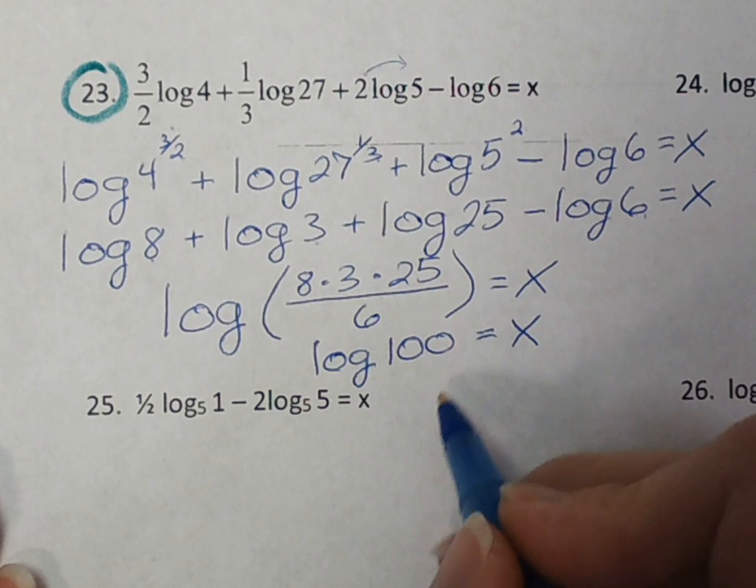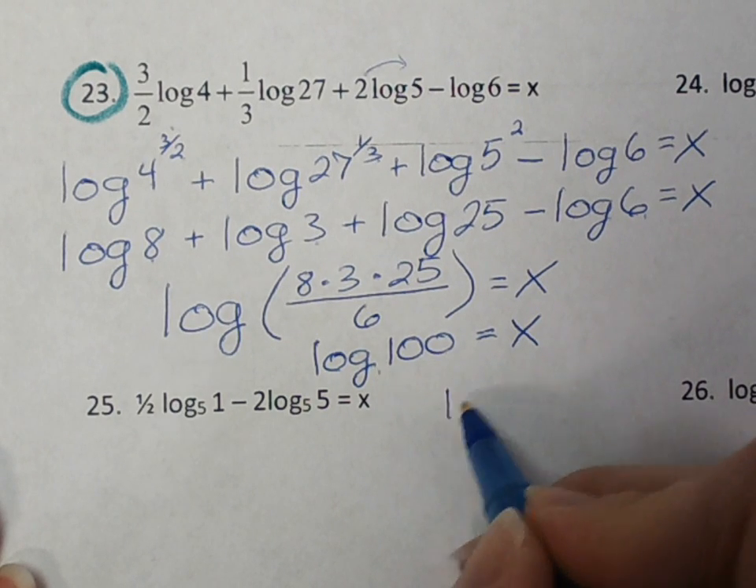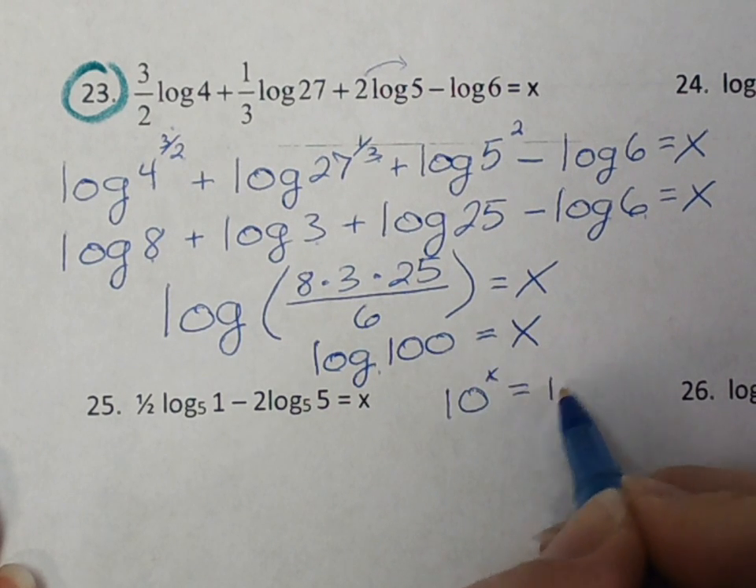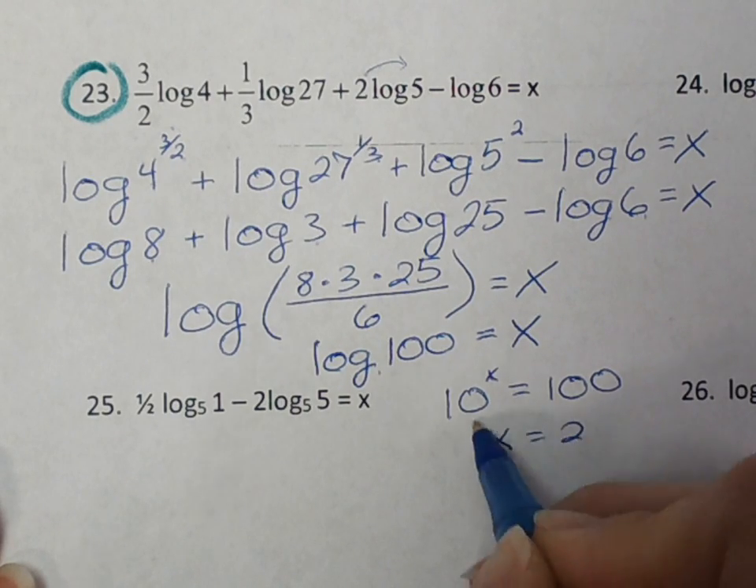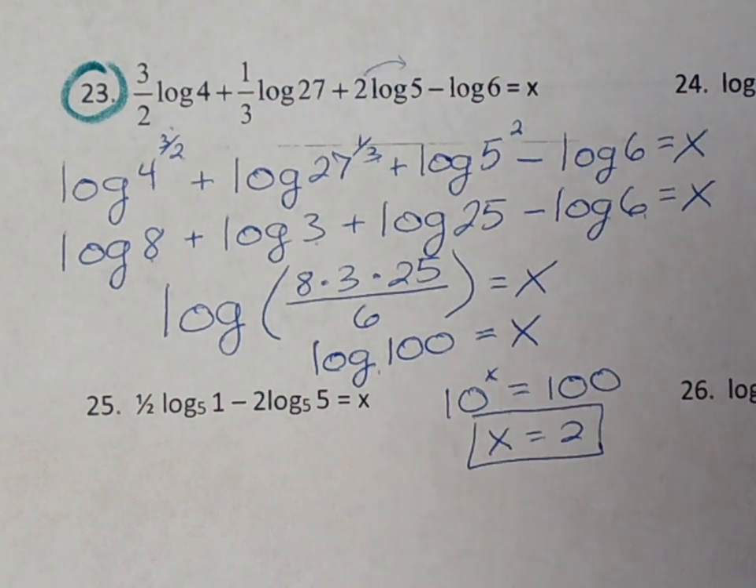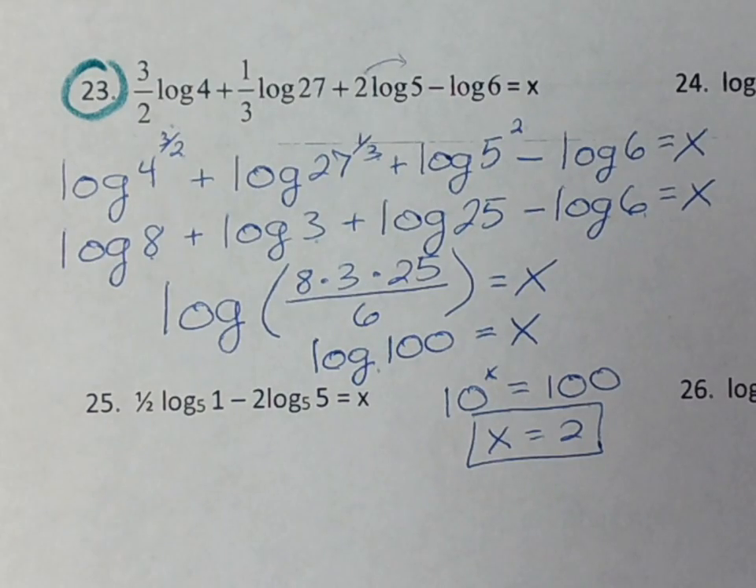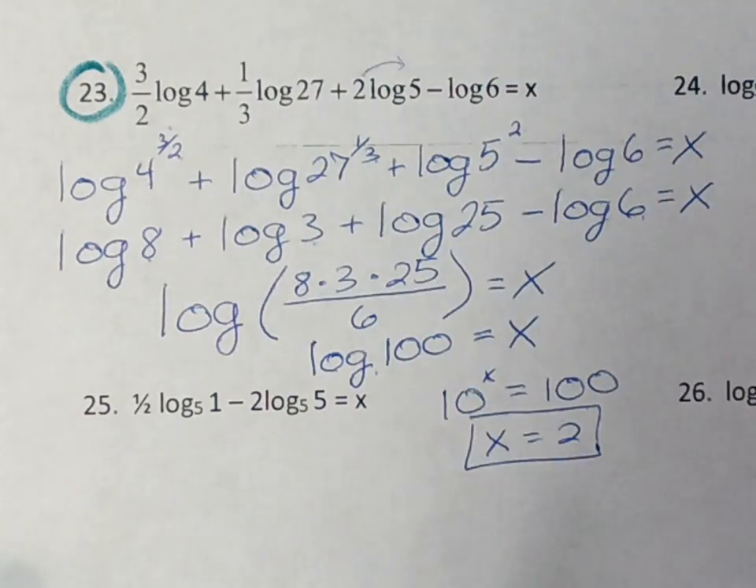Switch it to exponential form. Remember, this is base 10, so I have 10 to the x equals 100. So therefore, x equals 2. That's probably the most crazy one on the paper. So use your 3 log properties. Use them to solve all the rest of these.